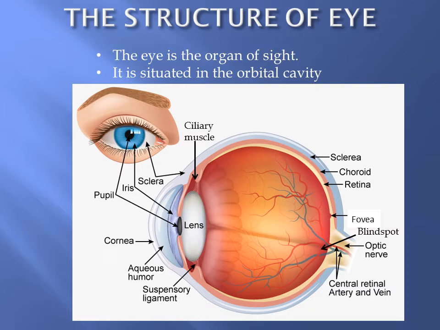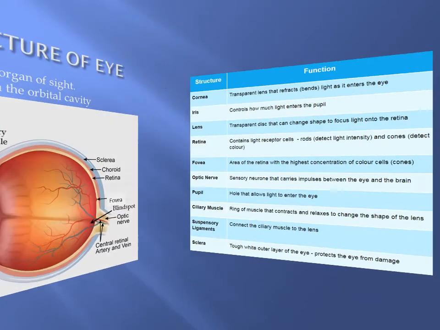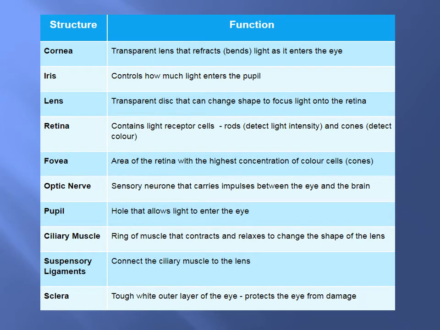And apart from those things, there are two other structures also. One is the ciliary muscle. You can see it in this picture. The ciliary muscle is a ring of muscle which contracts and relaxes to change the shape of the lens. And then there's another structure called the suspensory ligaments. They connect the ciliary muscle to the lens. This is the summary of those structures and their functions in the eye.